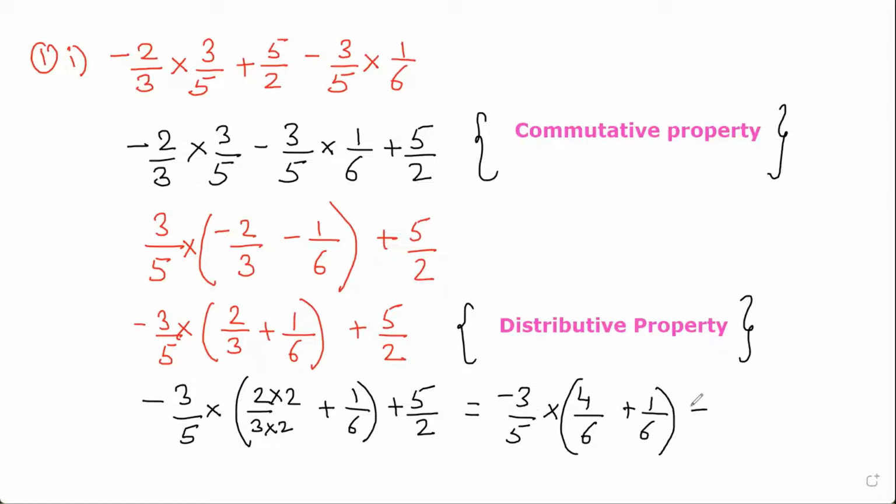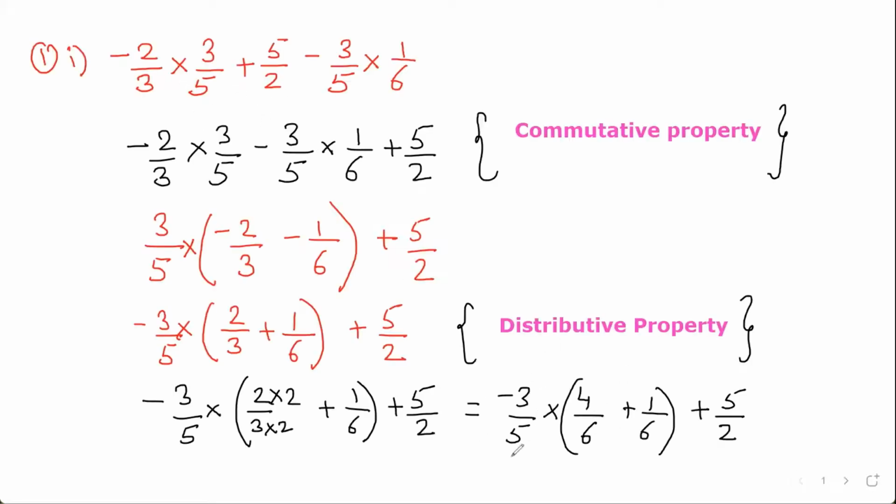Now you may check here, the denominators are same. So when the denominators are same, we can simply add the numerators. So it would become minus 3 by 5 multiplied by 5 by 6. I'll just show you again. See, minus 3 by 5 multiplied by 4 plus 1, 5 upon 6. So we are taking LCM over here, okay? Now plus 5 by 2.